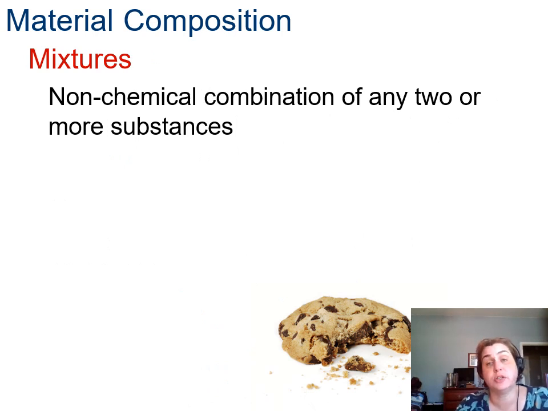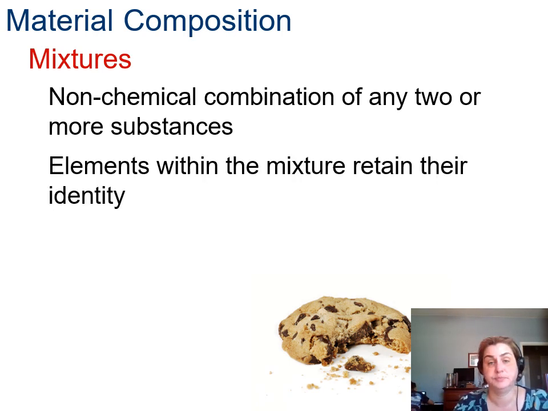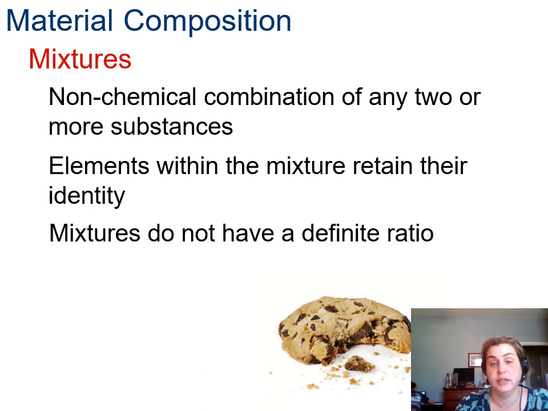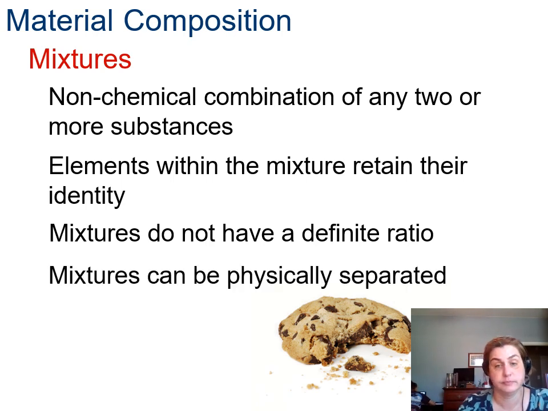A mixture is when we combine different substances together, but it does not require a chemical process to break it back down. Elements within it retain their original identities, and it doesn't have a definite ratio. You can separate them out physically as well.